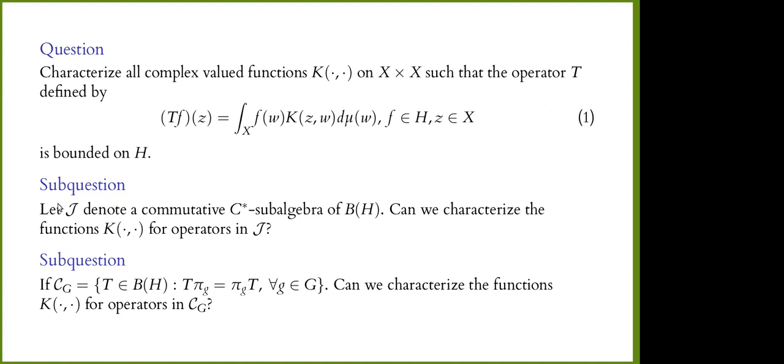The first sub-question is, if we start with J to be a commutative C star subalgebra of B of H, then can we say something about this K for the operators coming from J? Or else, suppose G is a locally compact group, as we have seen before, and suppose pi is the unitary representation of G on H. Then, if we consider the collection of all bounded operators on H such that they commute with pi of G, can we say something about the kernels for the operators in this class? So in this talk, we are basically concentrating on the second sub-question in a particular class of Hilbert spaces.